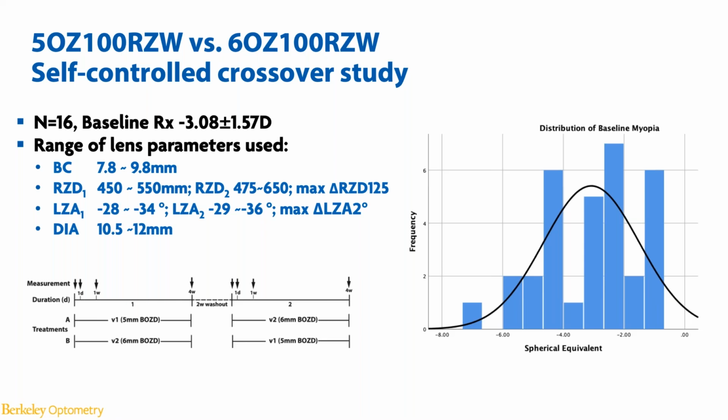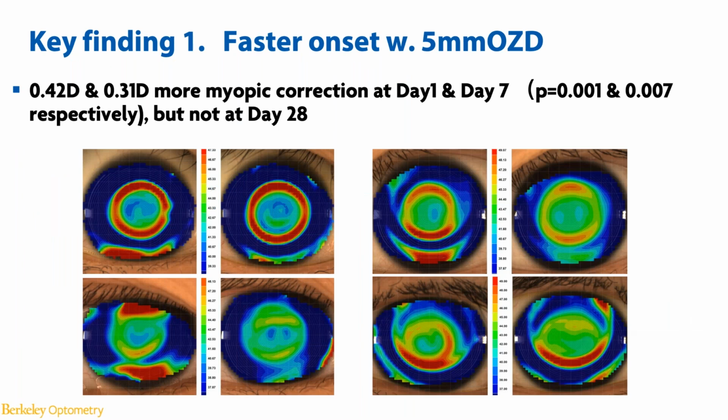So in this study, each subject wears both pairs of lenses, and we randomize the sequence of the lenses. So at any point, one eye is wearing a 5mm design and the other eye is wearing the 6mm design. And with a 2-week washout period, we reverse the design to allow the same eye with a direct comparison between the 2 designs. And in the interest of time, I'm only including 3 major findings in this webinar.